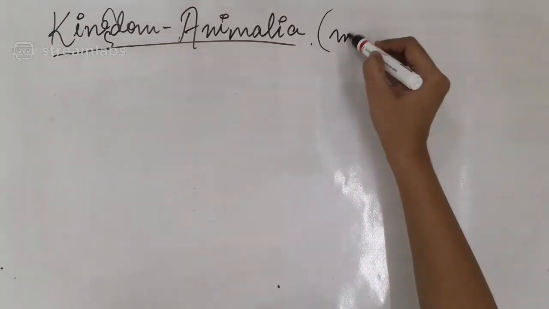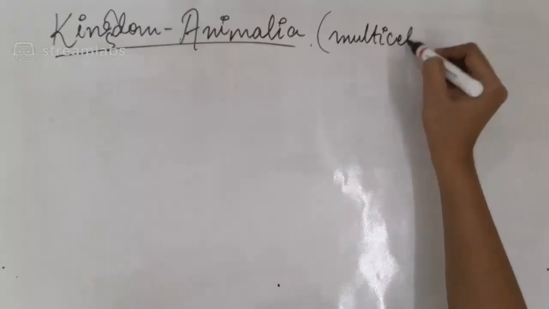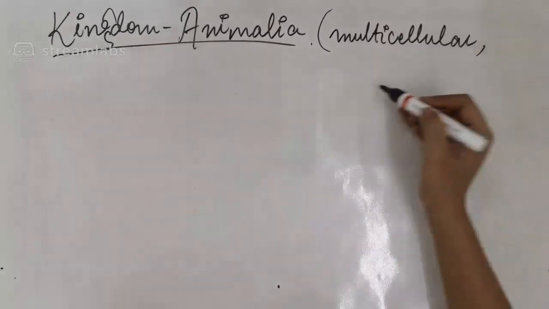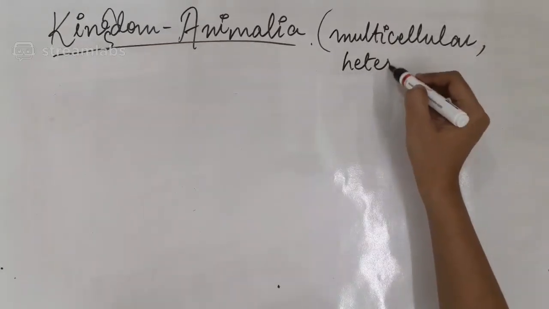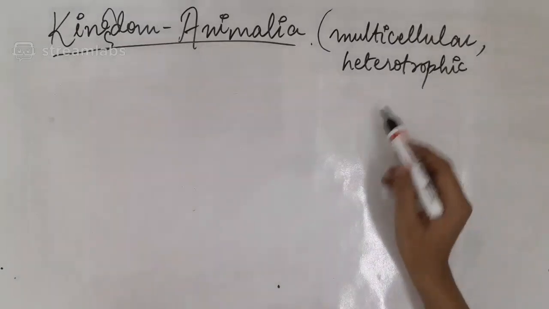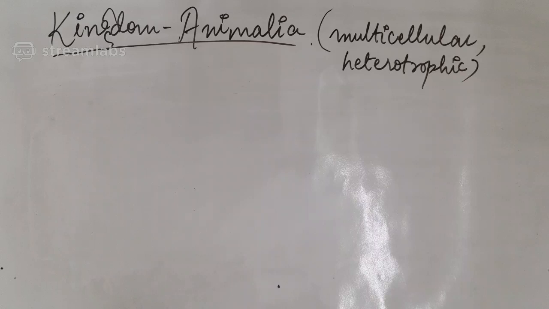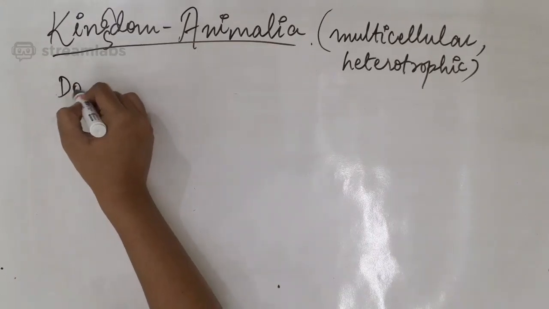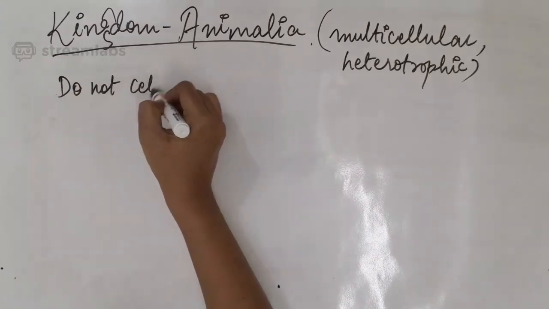In this kingdom, it includes all the organisms which are multicellular, heterotrophic. Heterotrophic means depending upon others for nutrition. They do not have cell wall like plants.